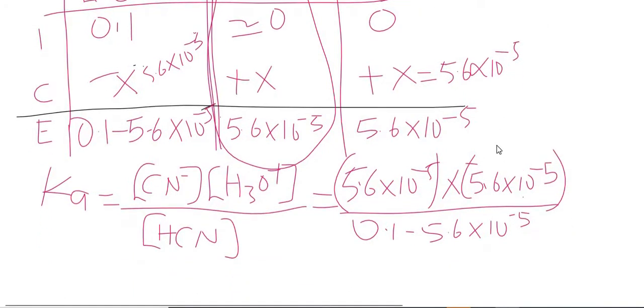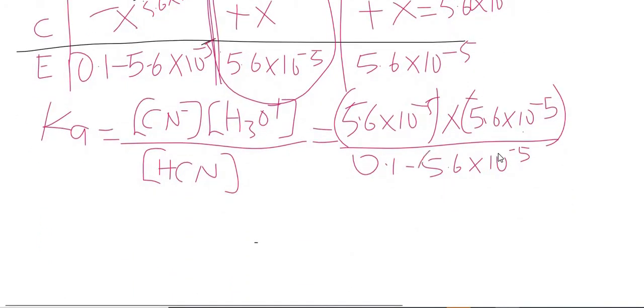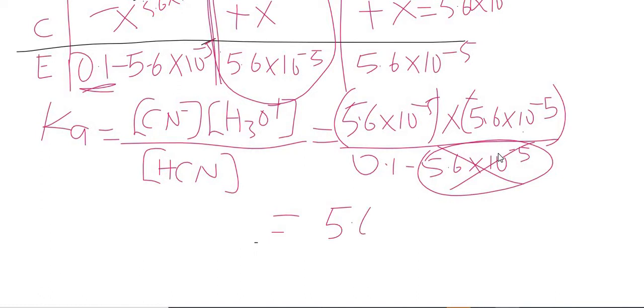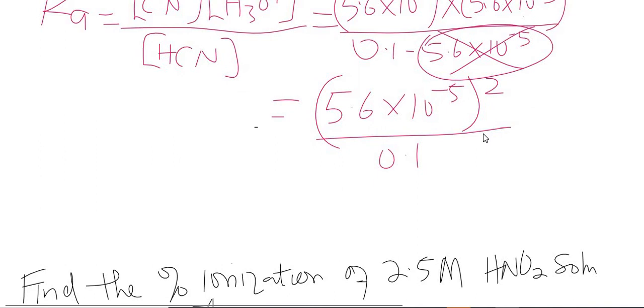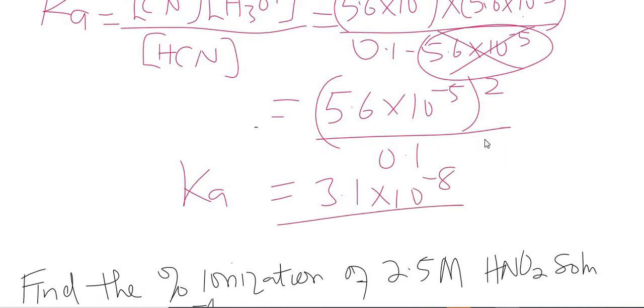Again, we can assume that this value is really negligible when compared with this 0.1. So we can take it out of our expression, and we have 5.6 times 10 to the negative 5, squared, over 0.1. When we plug this into our calculator, our Ka is equal to 3.1 times 10 to the negative 8. That gives us our Ka.